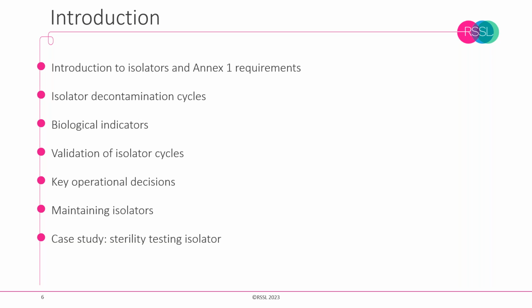So we'll have a brief introduction to isolators. We'll look at isolator decontamination cycles. We will have a look at the biological indicators and the qualification process. We'll also have a look at some of the key aspects for maintaining isolators and some of the parameters that are worthwhile trending. And we'll do a little bit of a case study around a sterility testing isolator, and many of the fundamentals are the same as for an aseptic processing isolator as well.